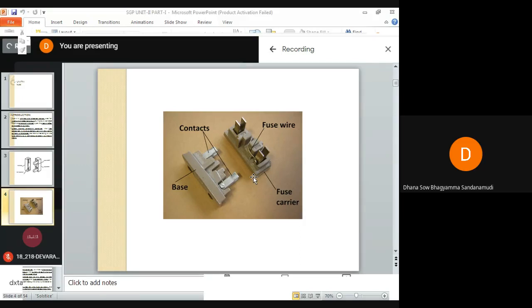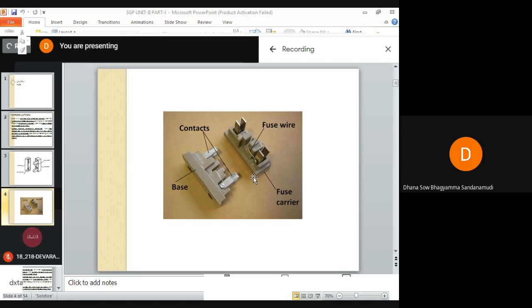Now, when an abnormal condition occurs, that is, if a fault occurs, such as a short circuit in the circuit in which the fuse has been connected, or if overload occurs, then the current through the fuse will increase beyond its rated value. The magnitude of the current will increase beyond its rated value, and the heat generated due to this excess current cannot be dissipated. Under normal operating condition, the heat generated in the fusing element can be dissipated and the fuse will not melt.